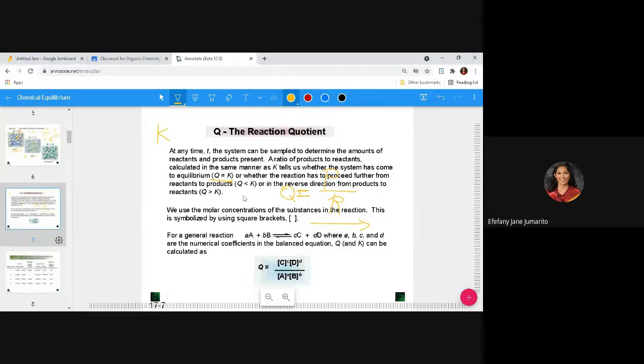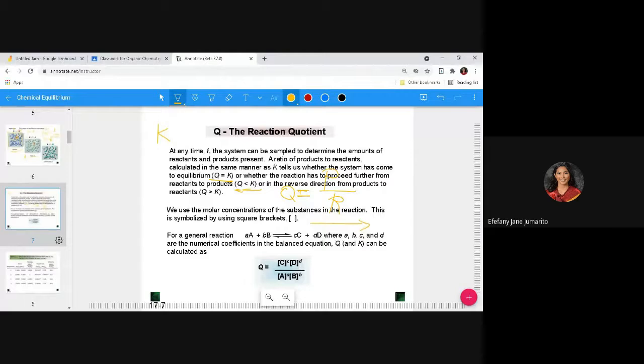Now, what happens when our Q is less than our K? It needs to proceed further, from reactant toward product. Reactants must decrease, product must increase. So it will go forward, which favors the product. So if Q is less than K, it will proceed forward, from the reactant to our product.